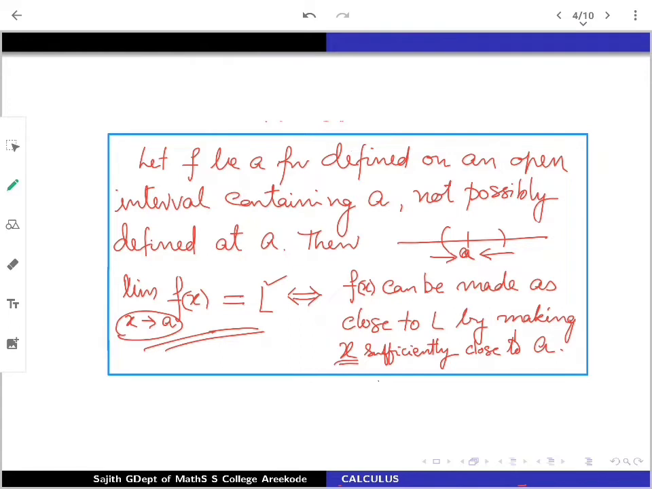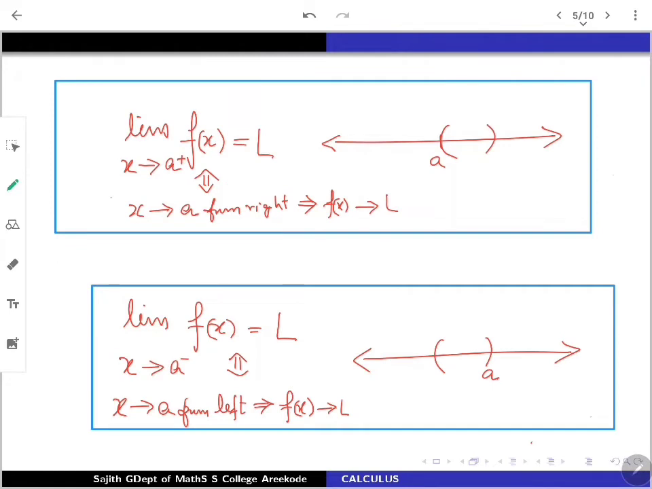If it works only on one side, analogously we have defined limits from the right as well as limits from the left. The limit of f of x as x approaches a from the right is denoted in these notations. Whenever you are approaching a only from the right, the input values are just greater than a, but you have the freedom to come towards a. So the domain should also be defined in such a way that the right side of a is defined, though not necessarily at a. So you can come very near to a as much as you wish.